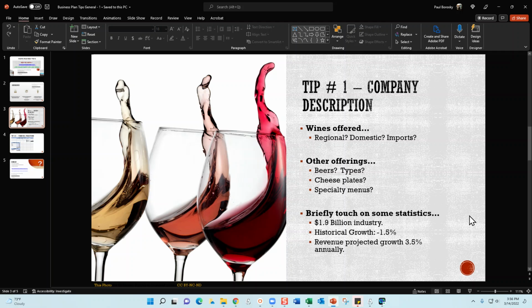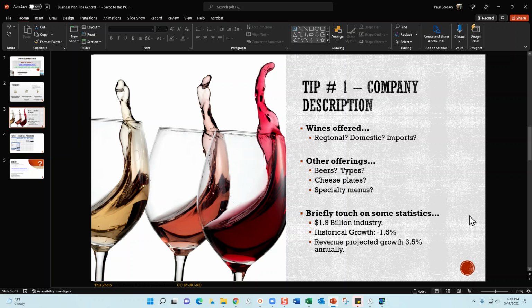Also, with your company description section, make sure to talk about secondary revenue generators, such as your beers, whether they're going to be national, craft beers from a microbrewery across the street, or imports, and also if you're going to have a food menu item, or a cheese plate, or some specialty menus. So whatever your secondary revenue generators are going to be, make sure to give them some real estate in your company description section as well.